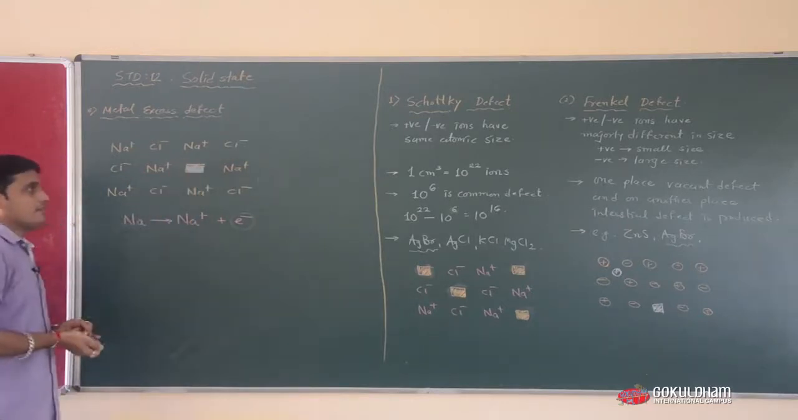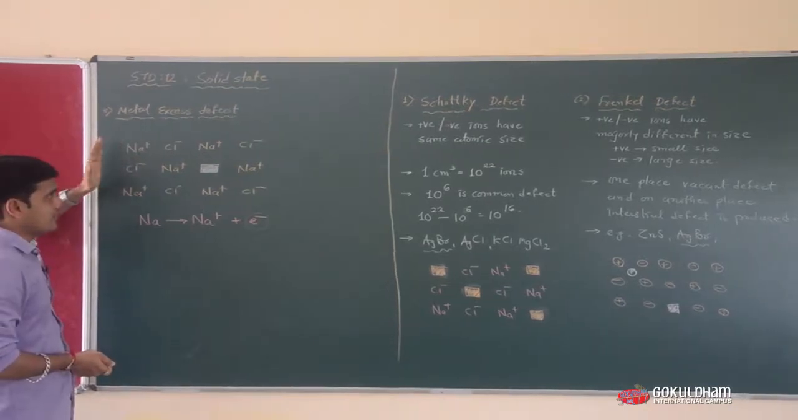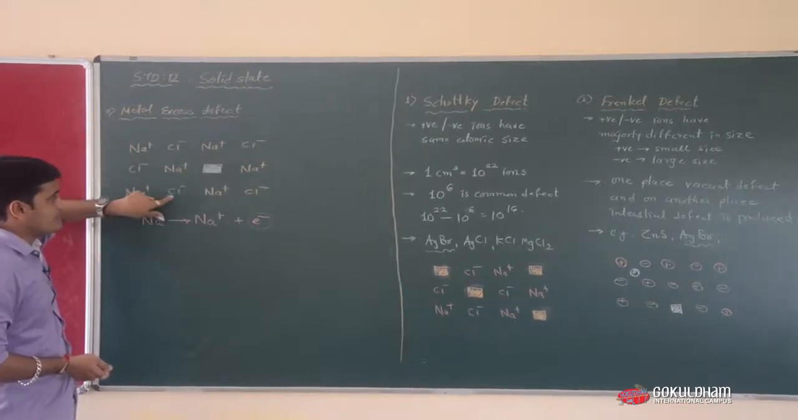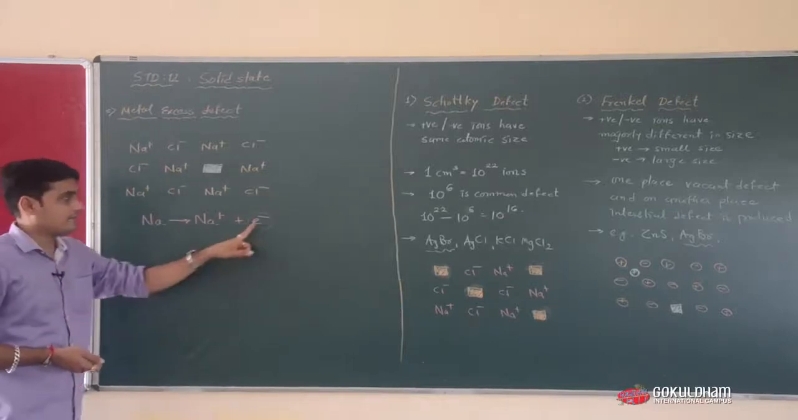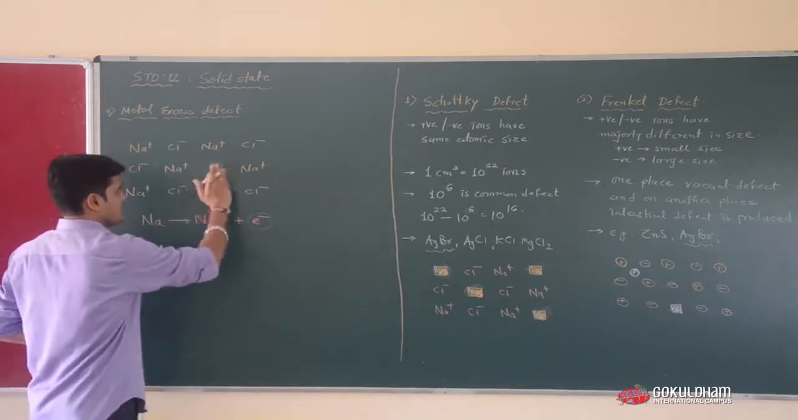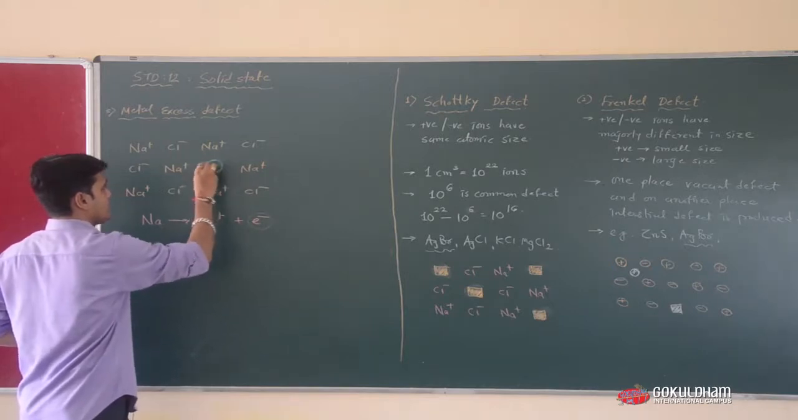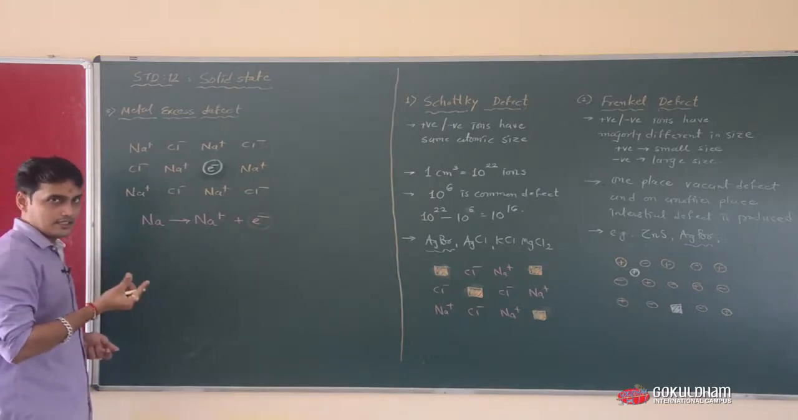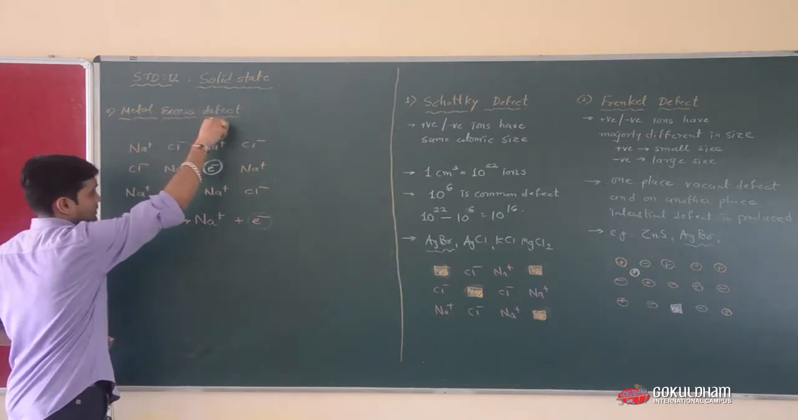So indirectly we can say that the positive ion is as it is in the starting, but the negative ion, that is Cl-, is decreased indirectly with the help of the electron. So this electron is situated in between the solid. So your Na+ is indirectly increased. So this defect is called metal excess defect.